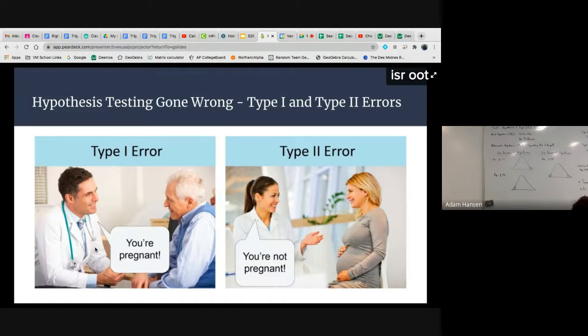They reject that null hypothesis and they tell that man that he is pregnant. They're rejecting a true null hypothesis. They're rejecting the fact that you're not pregnant and telling him that he is. A type 1 error is rejecting a true null hypothesis. It's true that the null hypothesis is correct. It's true that that man is not pregnant. But they're rejecting that and telling them that the alternative hypothesis is correct, that he actually is. In other words, it's a false positive.